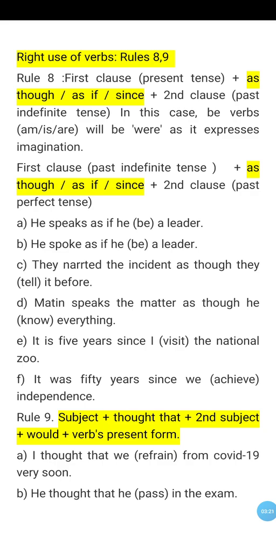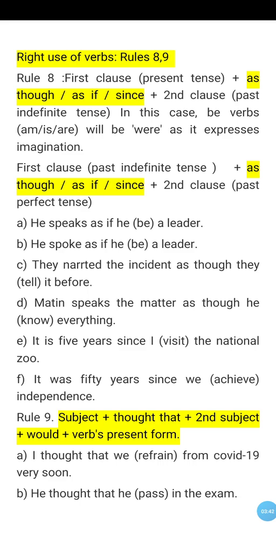E. It is 5 years since I visit the National Zoo. Here you find two clauses linked with since, and the first clause is in present tense, so you have to turn the second clause into past indefinite tense. In this case, the answer will be visited.